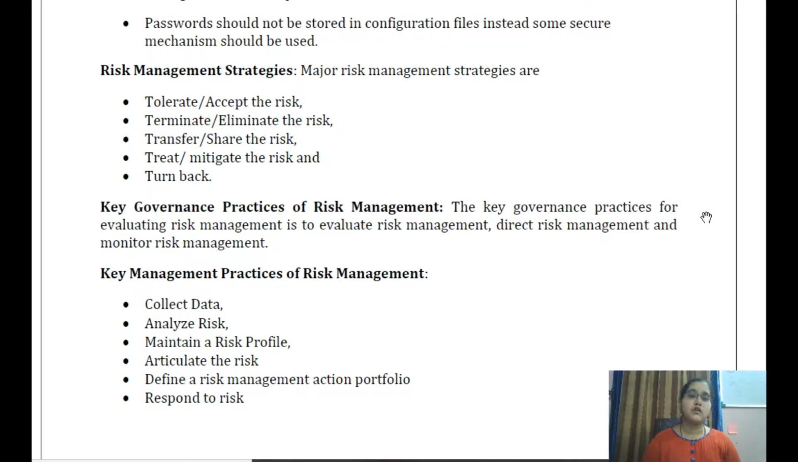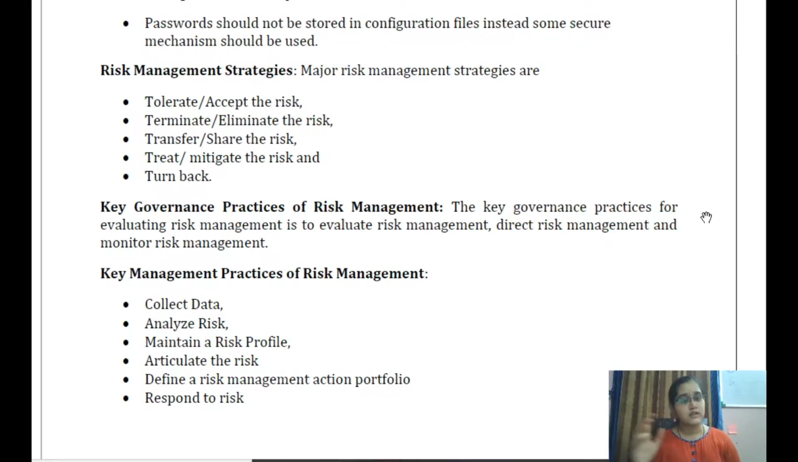Then comes terminate or eliminate the risk. This means that by doing some activity a risk is emerging, so by not doing that activity, the risk may not emerge. Therefore, try to terminate or eliminate the risk. Then transfer or share the risk. The risk can be shared among vendors and suppliers. For example, you can give the management of IT to a third party, who will take care of information technology management in the organization by employing very good quality personnel, with an efficiency that can't be achieved by the main organization. Therefore, it is outsourced.